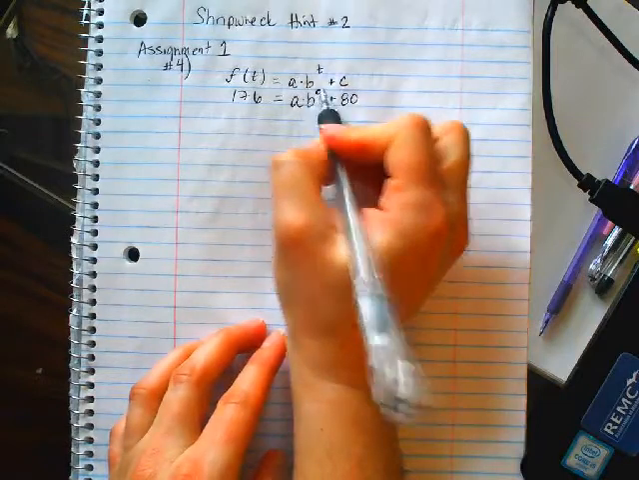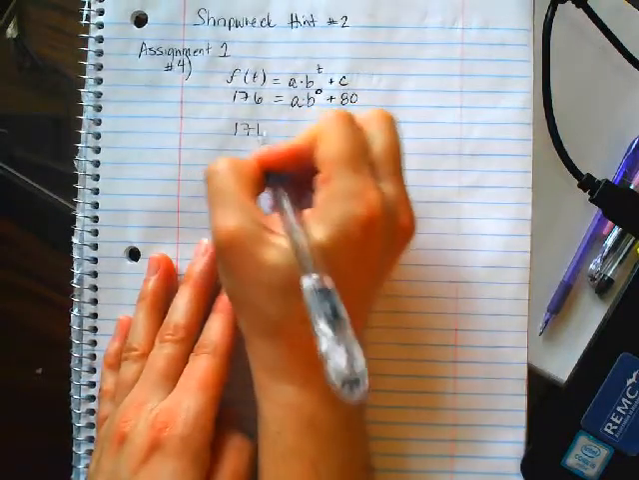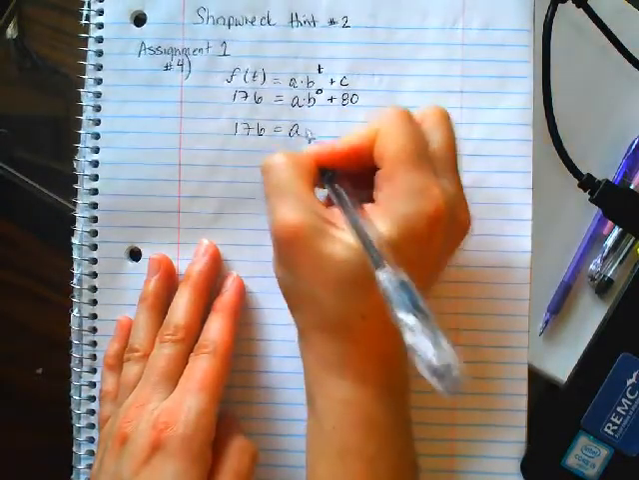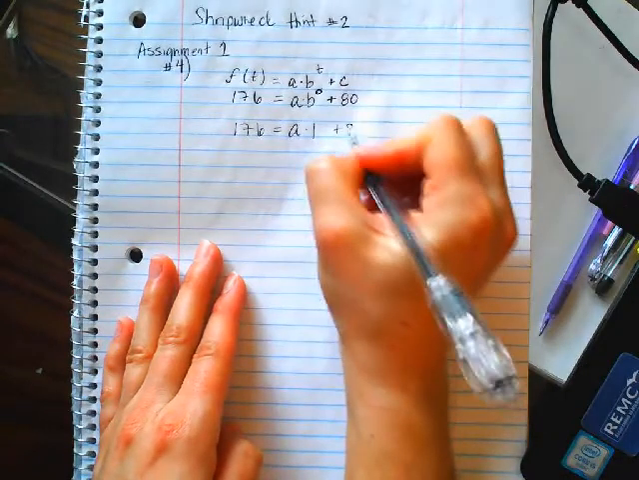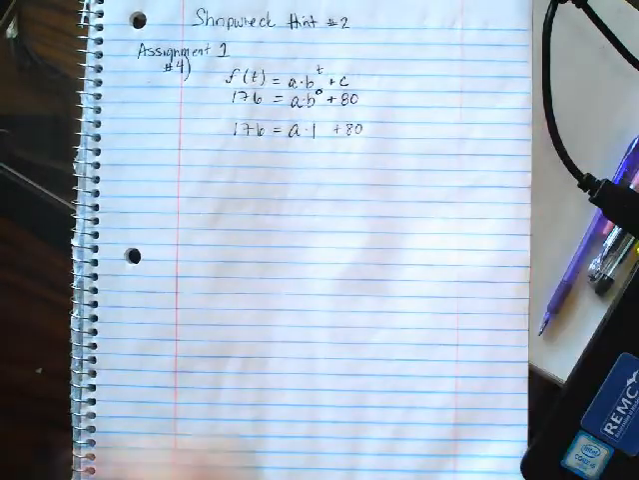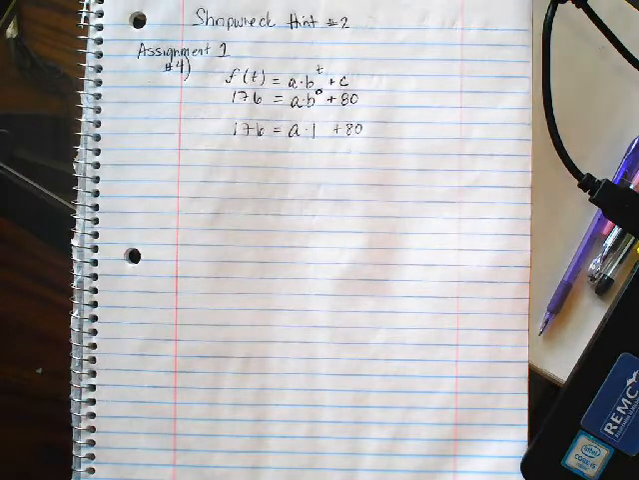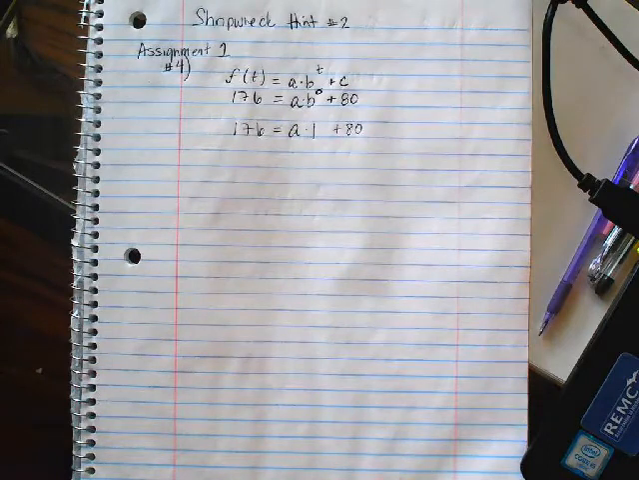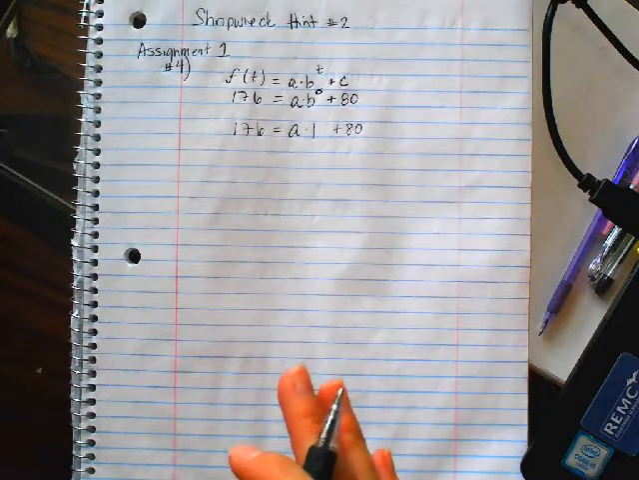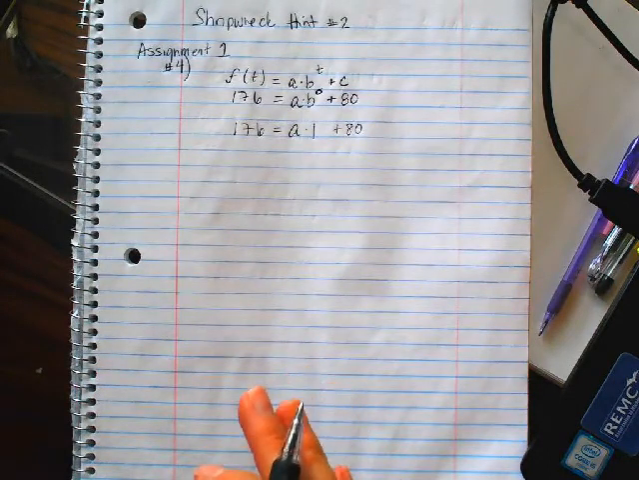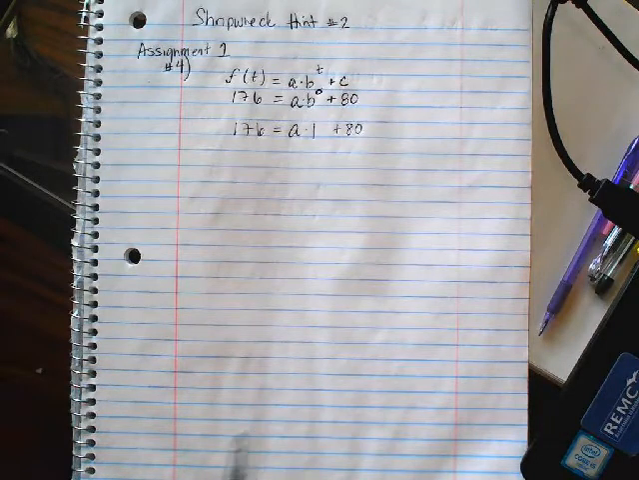Anything to the 0 power is 1. So the equation becomes 176 equals a times 1, which is a, plus 80. And you can take it from there to solve for a. Subtract 80 from both sides, you'll get your a. Once you have a, you're going to use a different data point. Any of them, really. You could choose any of the data points that they give you to plug back in and get your b.